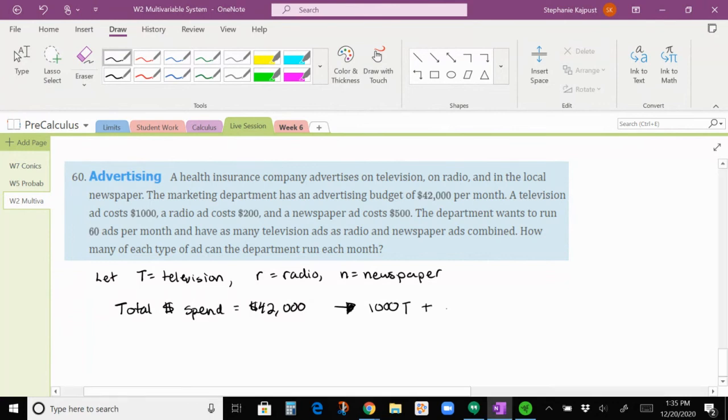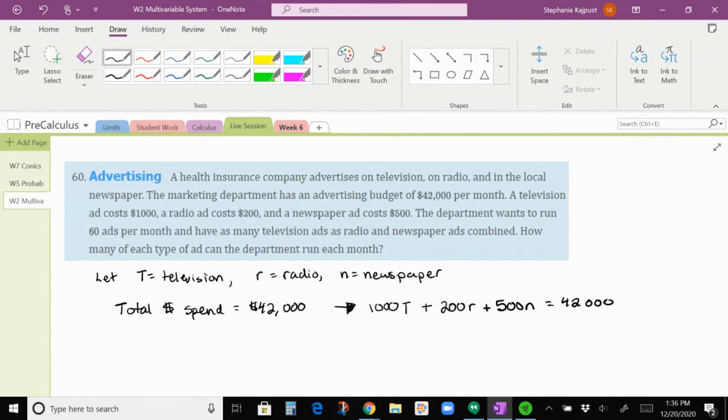Then the radio ads cost $200, so we need to multiply that by the number of radio ads we're going to have. And then newspaper is $500, and so we multiply that by the number of newspaper ads. And then the total that we can spend is $42,000. So that gives us our first equation based off of the total cost.